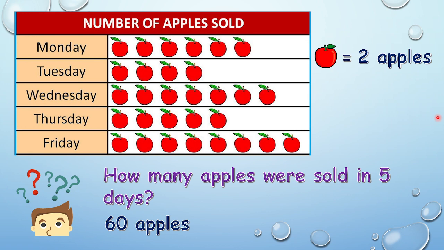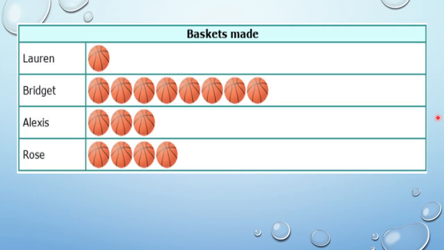Monday to Friday. Okay. Now next, we have another picture graph. This one is about baskets made. It will show how many times the children shot the ball during the game. Now we have Lauren, Bridget, Alexis, and Rose.